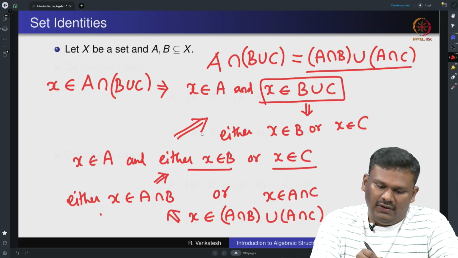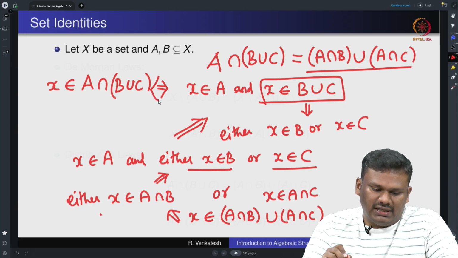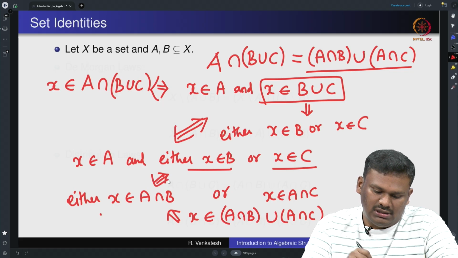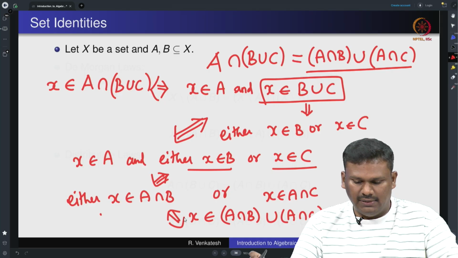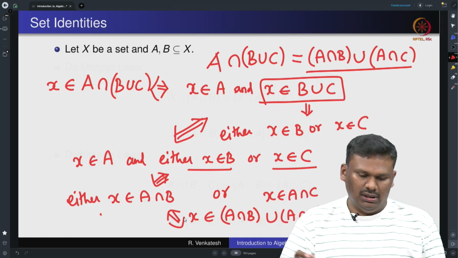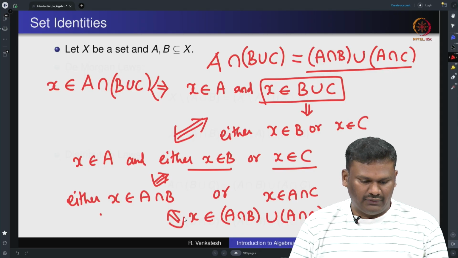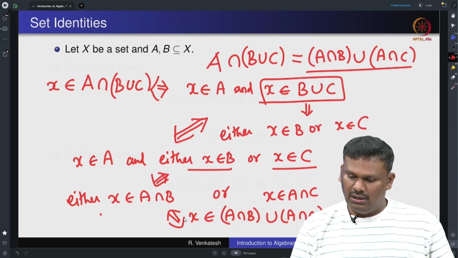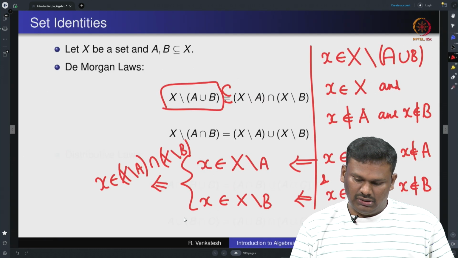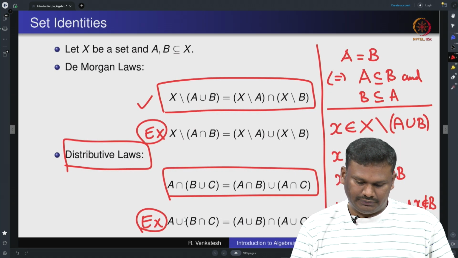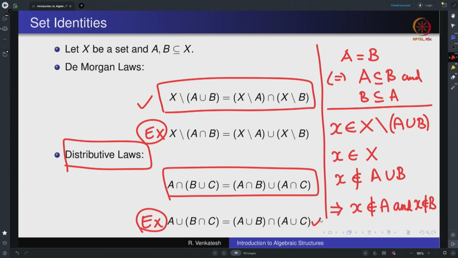So, we can reverse this arrow. So, x is in A intersection B union C if and only if this happens, if and only if this happens, if and only if this happens. So, this is the best way to write the proof rigorously. Okay. So, this proves that the distributive law among the sets actually holds. The second one you can verify using similar arguments, so I am not actually going to do it.